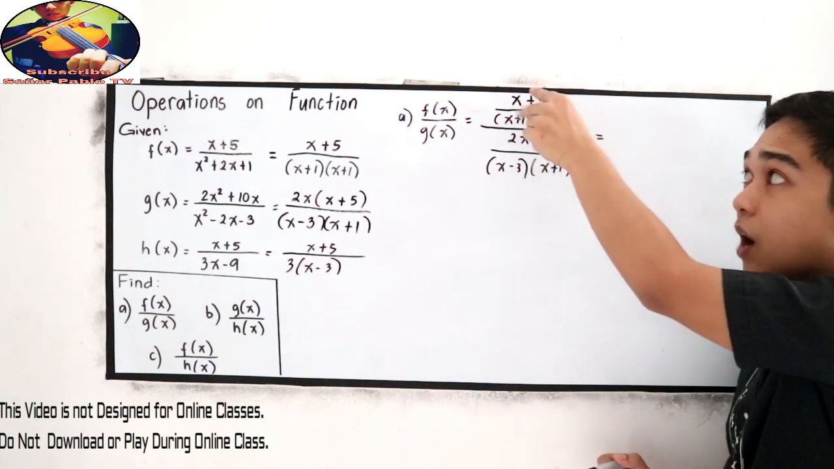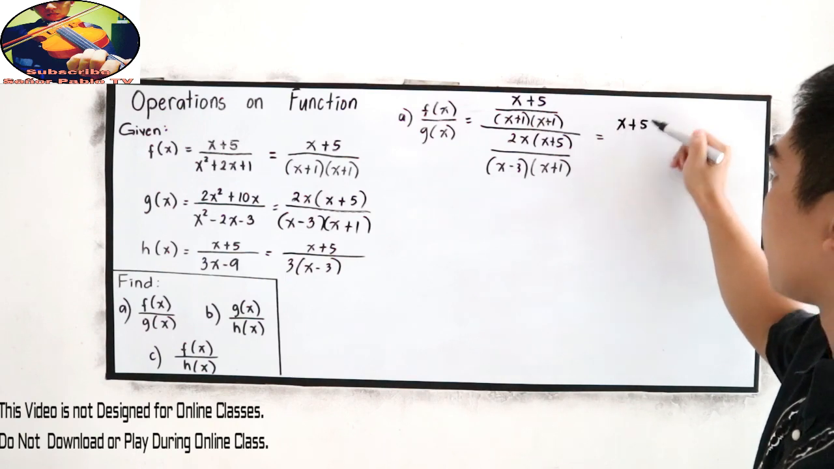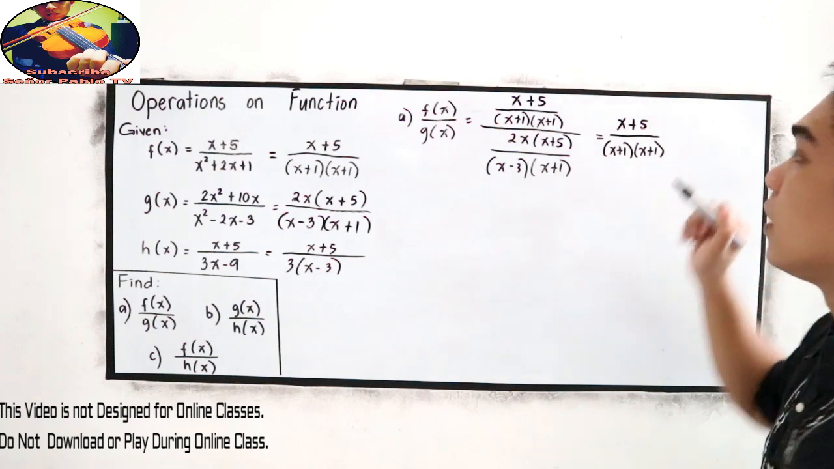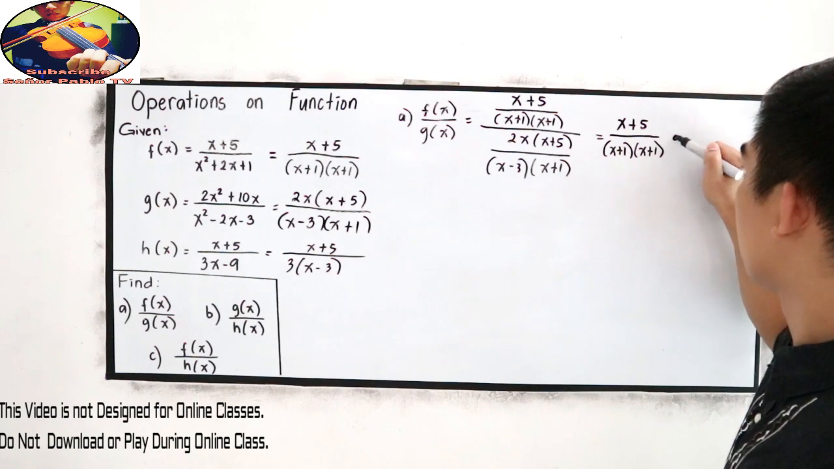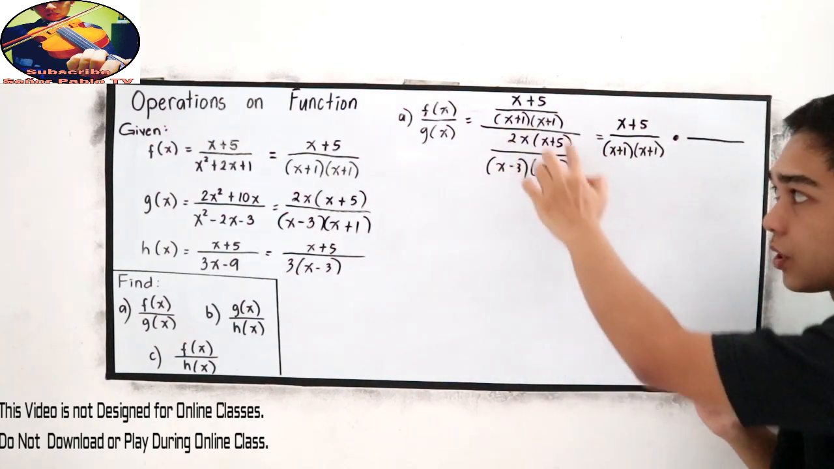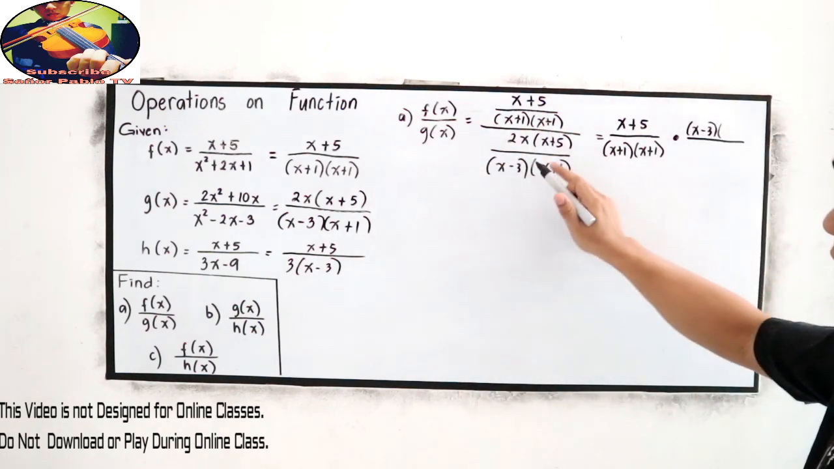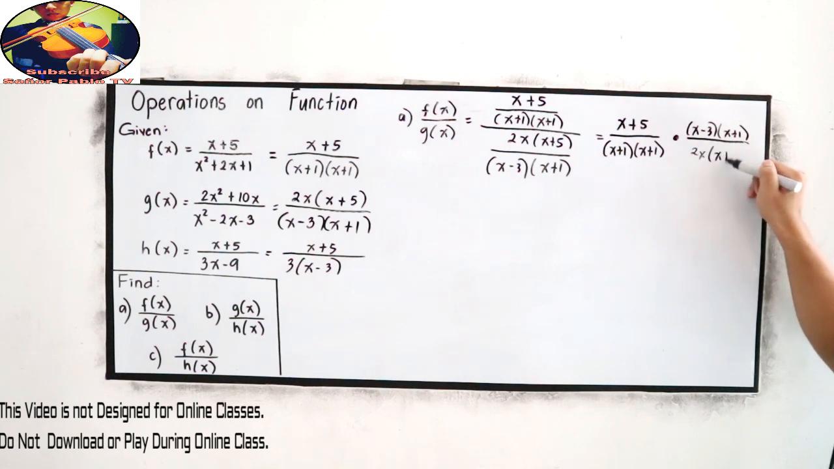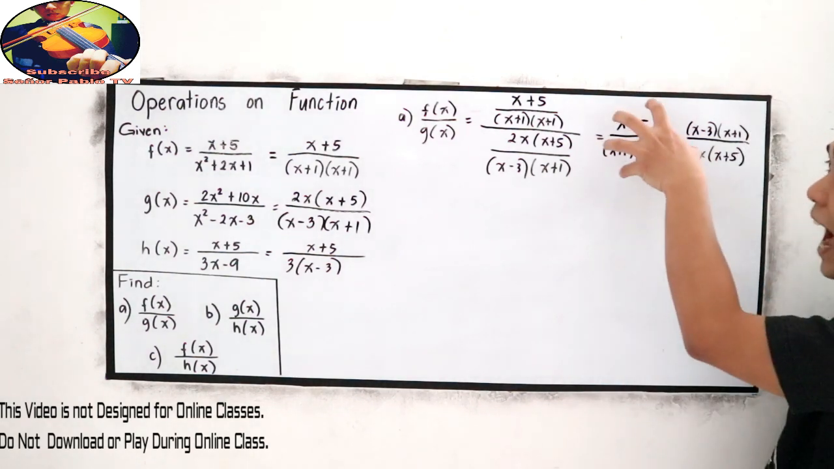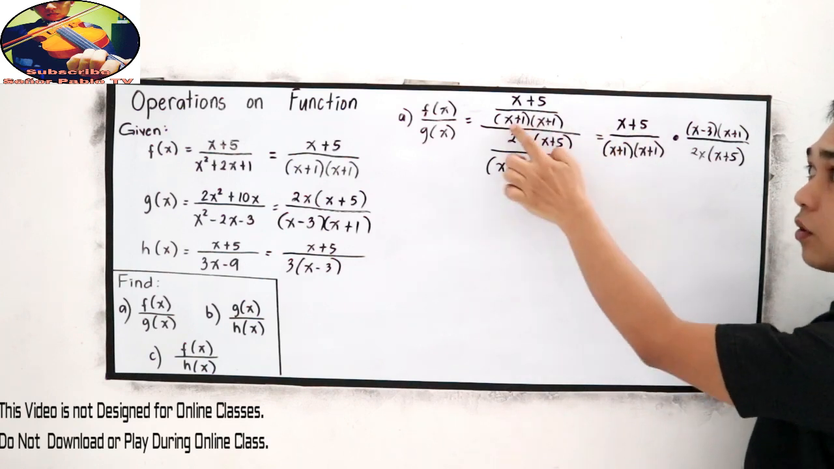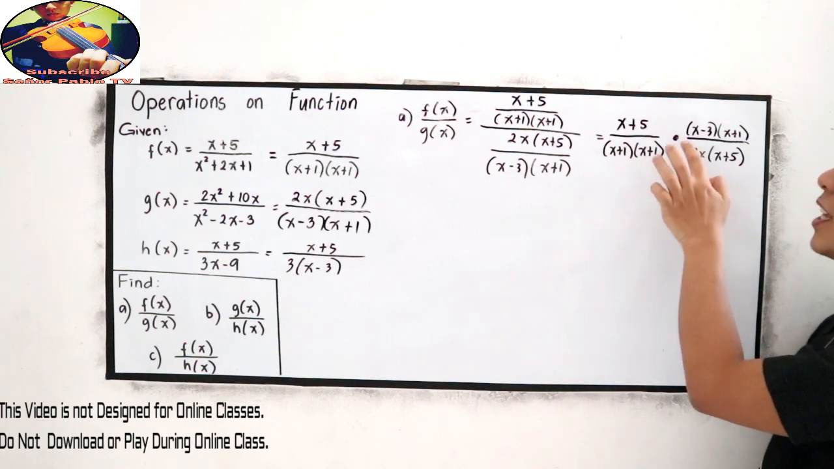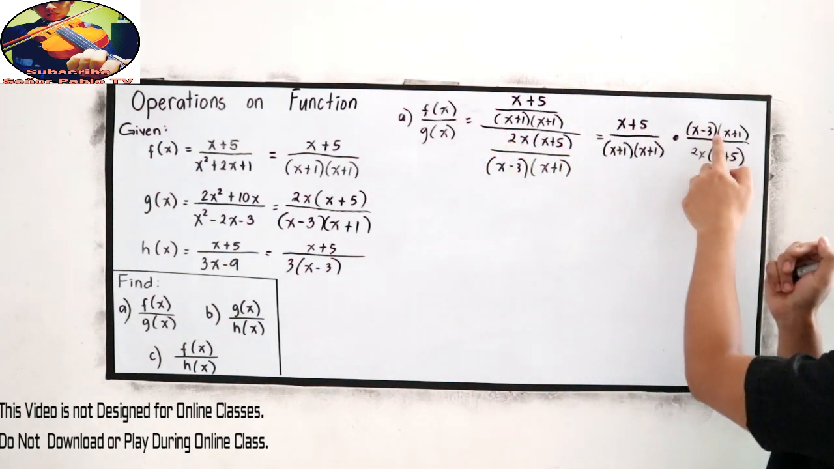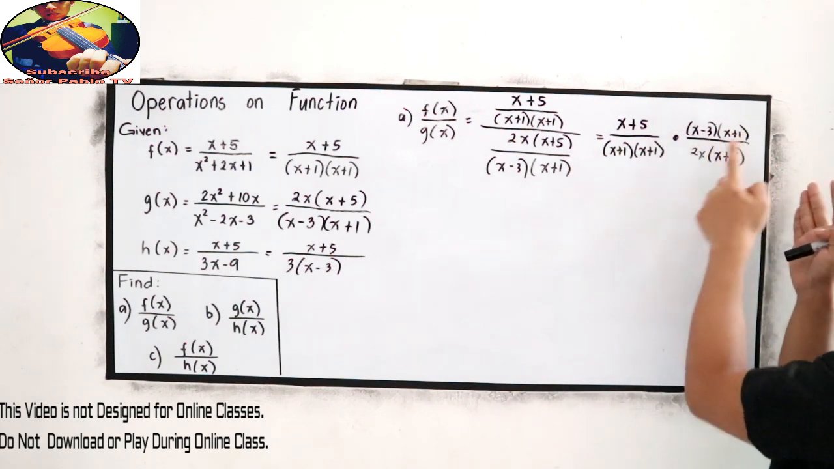Now, the next step is copy our numerator, which is x plus 5 all over denominator x plus 1, x plus 1. Then proceed in multiplication. So times the reciprocal of our denominator, which is x minus 3, x plus 1, and then 2x quantity x plus 5. Again, let us repeat. Copy our numerator, which is x plus 5, over quantity x plus 1, quantity x plus 1. Then proceed in multiplication. Then get the reciprocal of the denominator. So just interchange. X minus 3 will be the numerator on the right side of the expression, x plus 1 over our numerator.